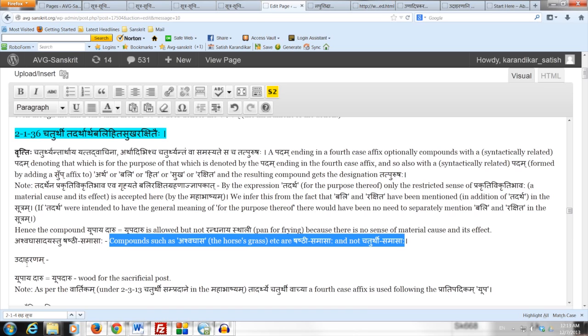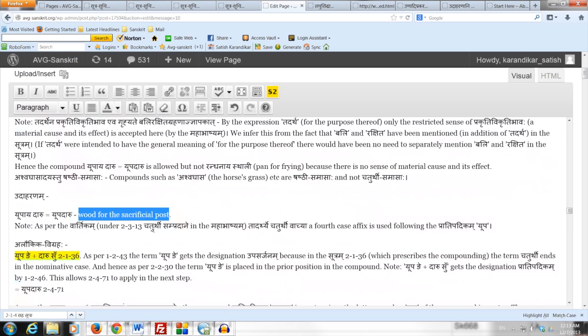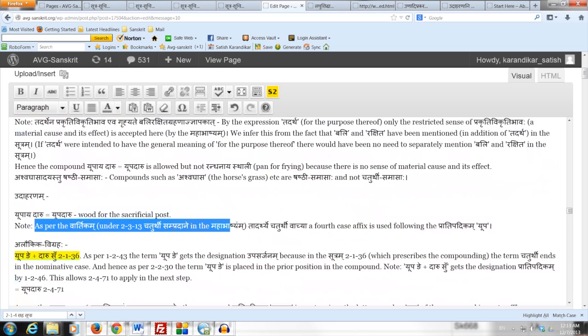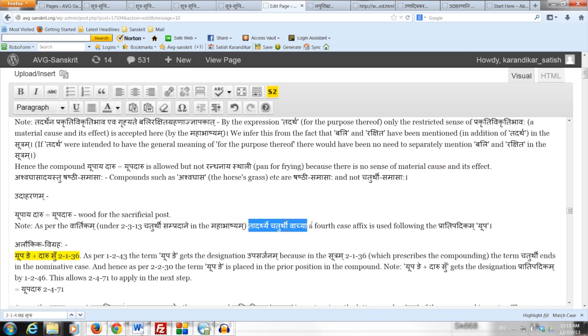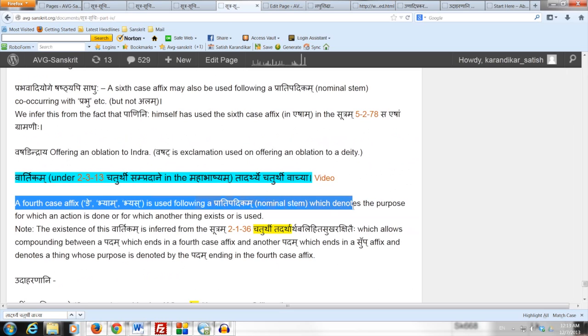Okay, let's take an example now. Yupaya Daru equals Yupa Daru, wood for the sacrificial post. Now as per the Vartikam under the Sutram 2313, Chaturthi Sampradane, in the Mahabhashyam, the Vartikam reads Tadarthye Chaturthi Vacha. A fourth case affix is used following the Pratipadikam Yupa. Recall that this Vartikam states that a fourth case affix is used following a Pratipadikam which denotes the purpose for which an action is done or for which another thing exists or is used.